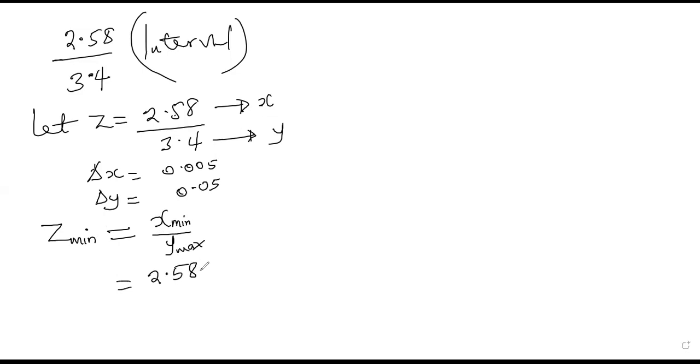When you need the minimum, you subtract the error, 0.005. Over Y we need maximum, so it will be 3.4. When we need maximum, we add the error, 0.05. Am I clear?